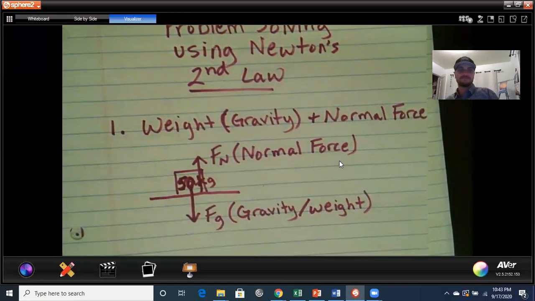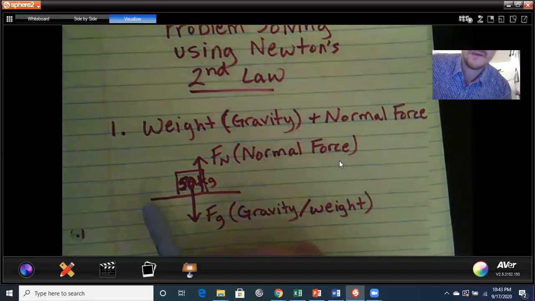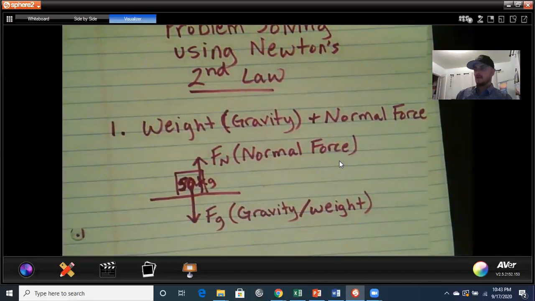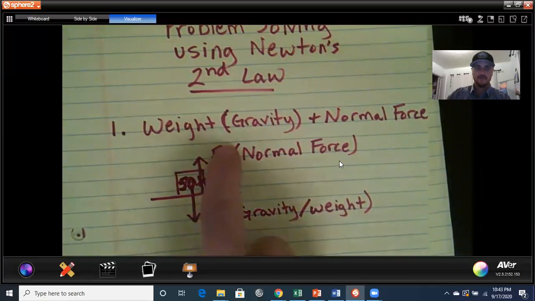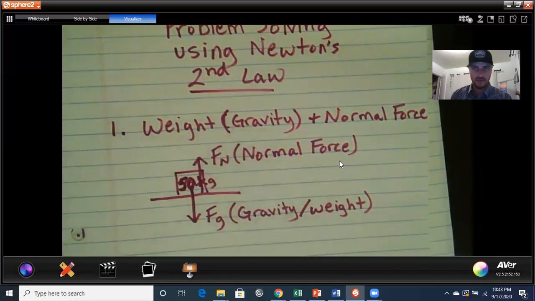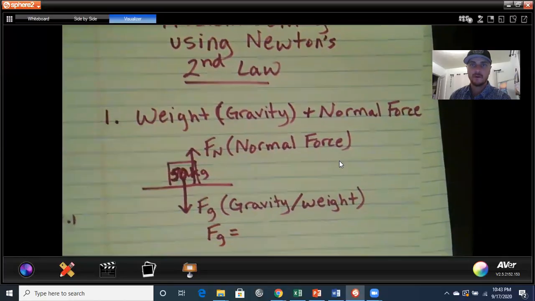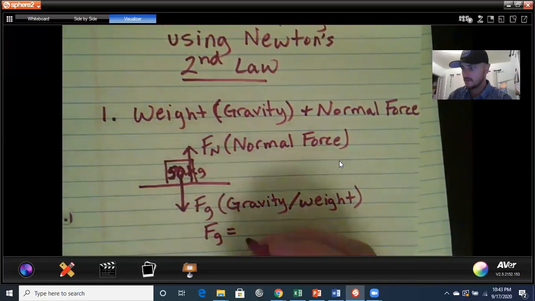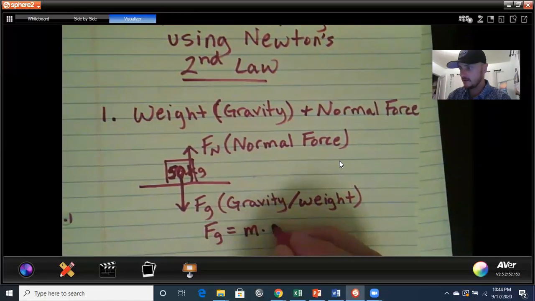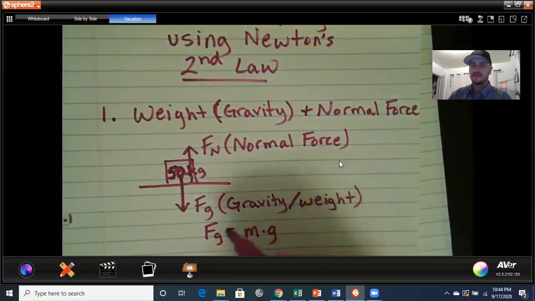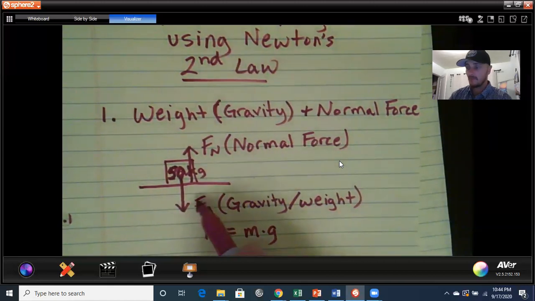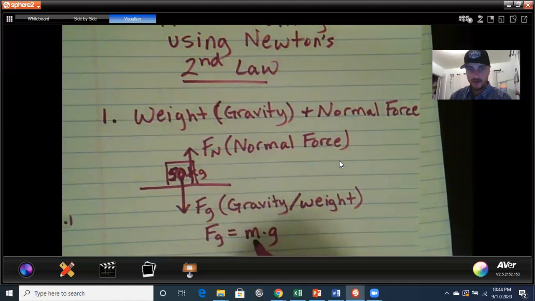50 kilograms. Okay. Now, what I want to do in this drawing is figure out the value of both of these forces, and we can do that pretty easily because the force of gravity is always equal to the following equation. It's always equal to mass times little g. In fact, as we do more problems, I'm going to stop writing Fg and I'll go straight to writing mg, meaning mass times little g.